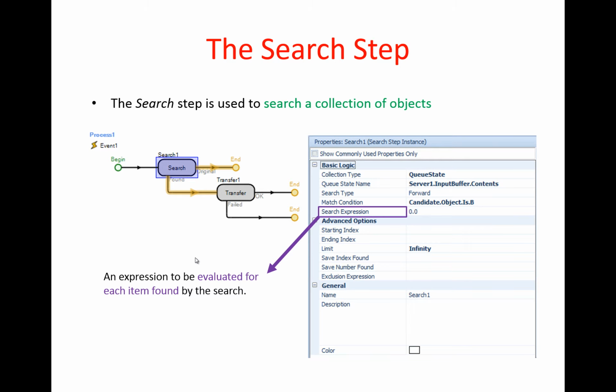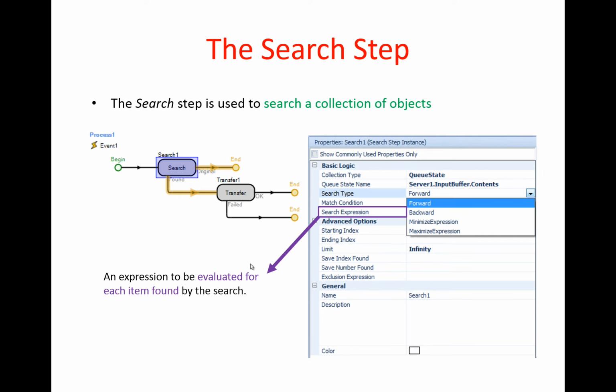The search expression, on the other hand, is in fact the expression that will be evaluated for each entity that is found by our search step. So if in our search type we choose minimize expression or maximize expression, we specify the expression that we would like to evaluate in the search expression property.